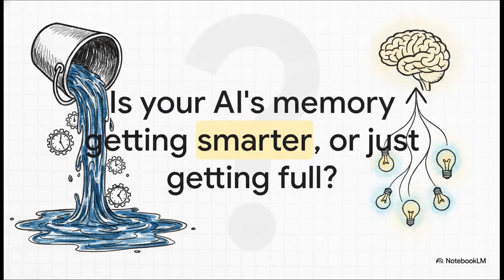I'll leave you with this provocative thought to challenge your current architecture. Is your AI's memory getting smarter, or is it just getting full? Because if you are still relying on a naive rolling window, you're just filling up a bucket and letting your most important, oldest context spill right over the edges. It's time to stop settling for chronological amnesia.